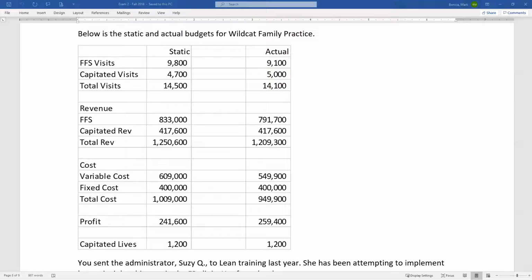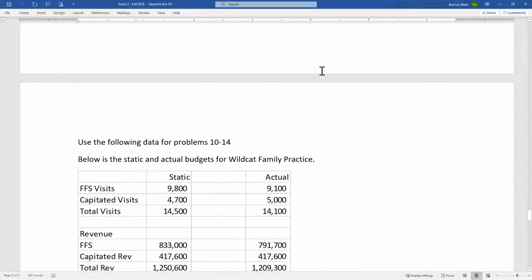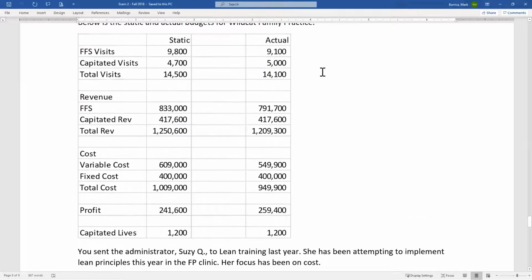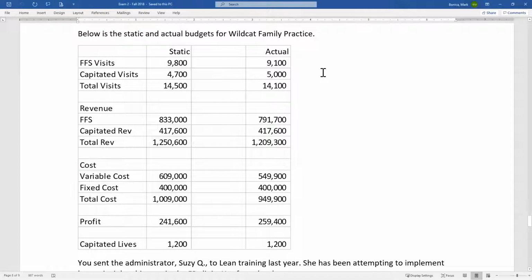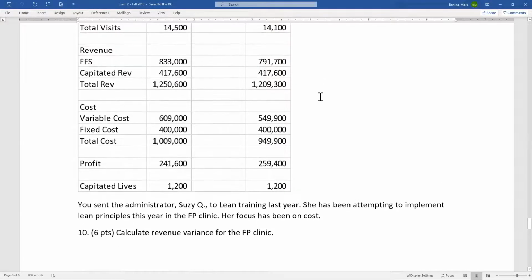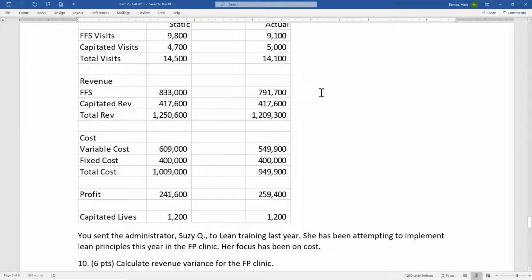All right, this video is going to work through problems 10 through 14 from the 2018 exam 2. So you're given static and actual budget for Wildcat family practice, annualized, and the first thing you're asked to do is calculate the revenue variance for the family practice clinic.